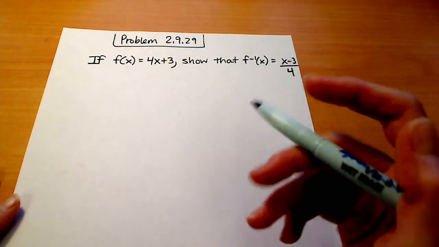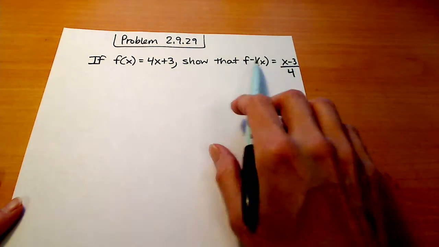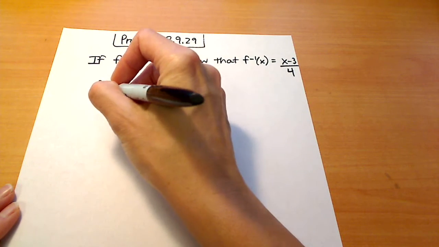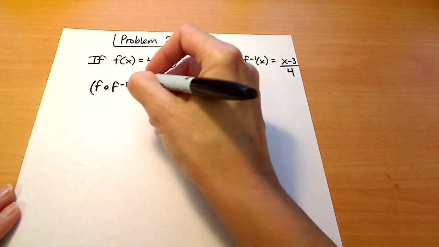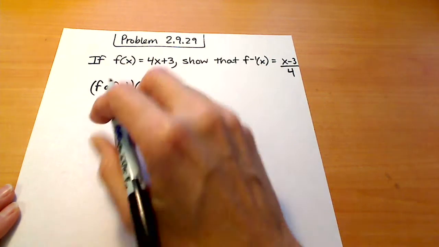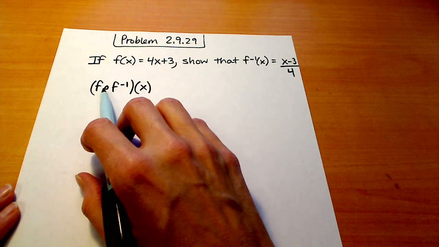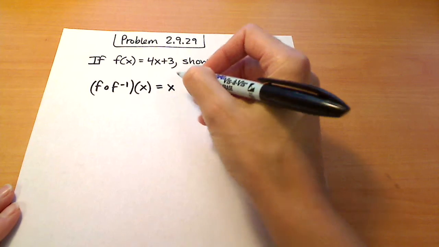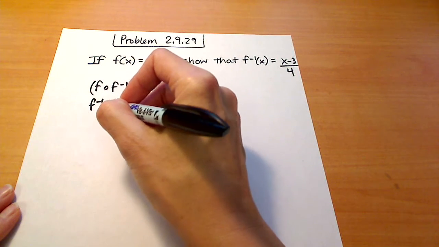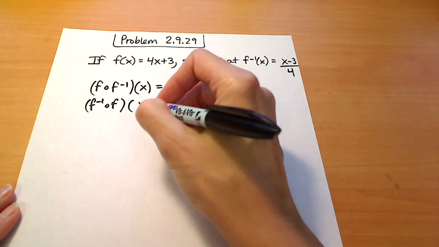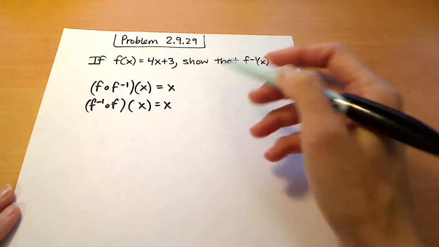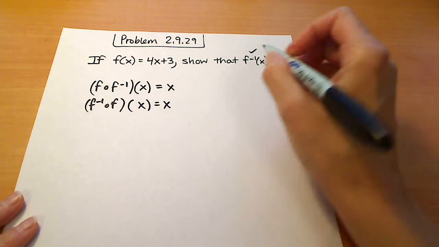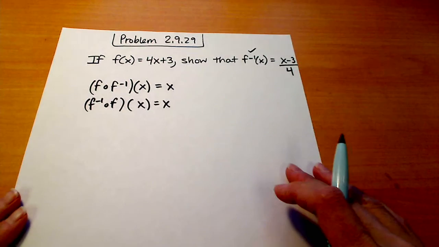Now, if you recall, showing that a function and its inverse are actually inverses, we can do that by verifying a couple of things. So if we verify that the composition of the function with the inverse in this direction is equivalent to x, and then we also have to show that the composition in the other direction is equivalent to x. If we show both of those things as being true, then we can verify that this is indeed the inverse of this function right here.